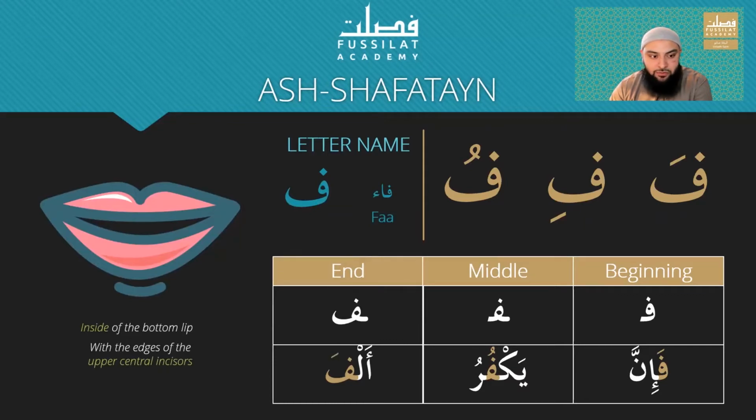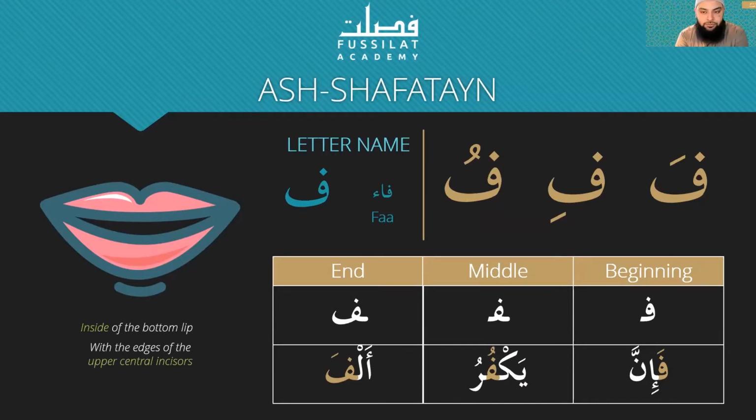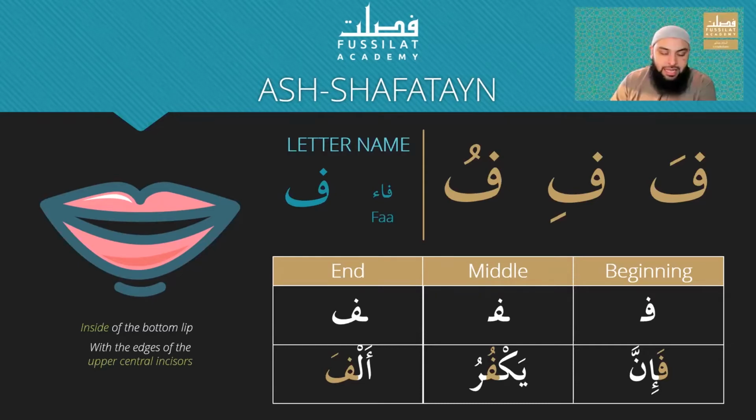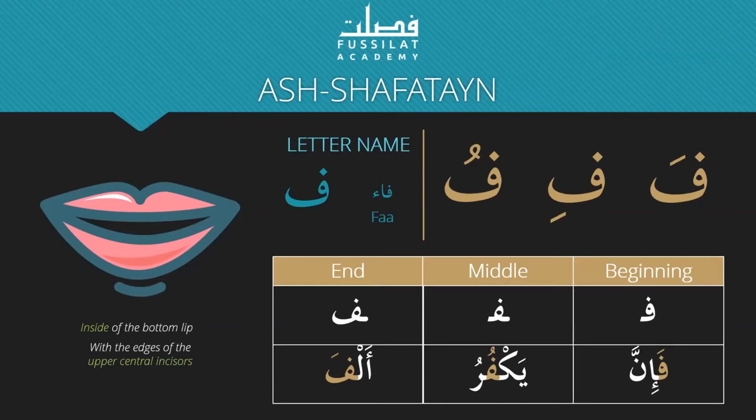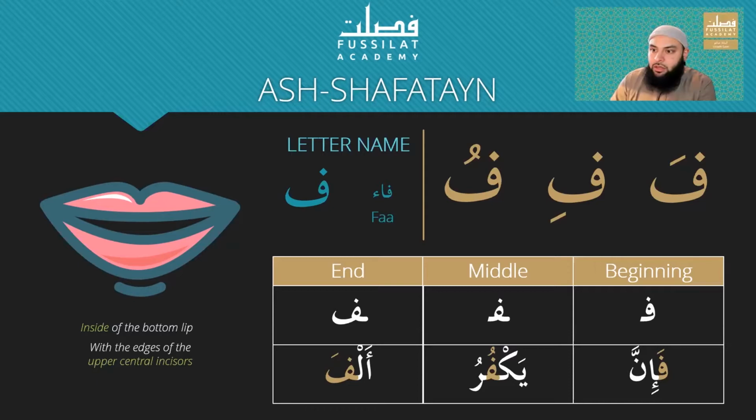So can I have my first volunteer to read these letters? Fa, fi, fu, فإن, يكفر, ألف. Good. With alfa, just do that one more time. ألف. Good, that's fine. No problem. Jazakallahu khairah. We're going to move on now, inshallah.